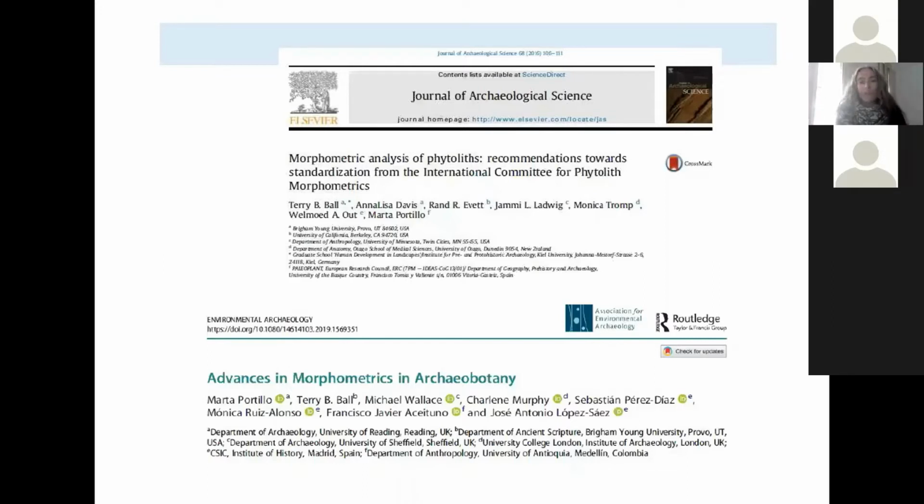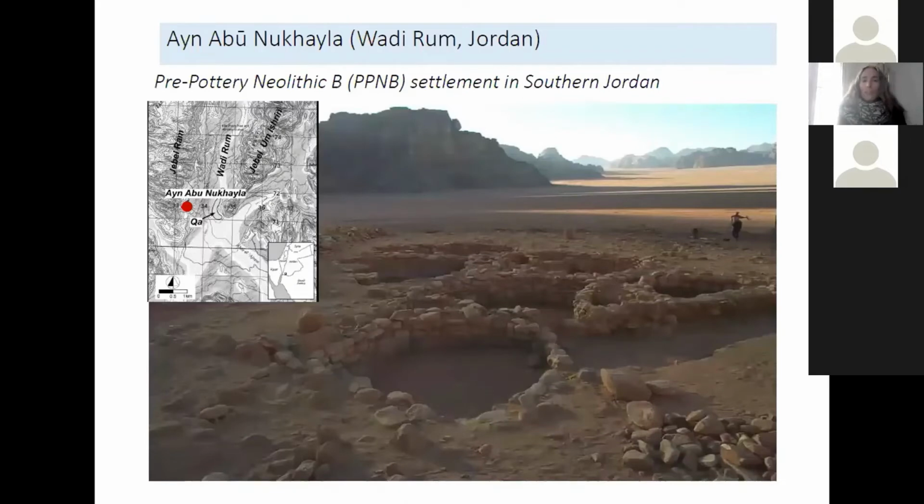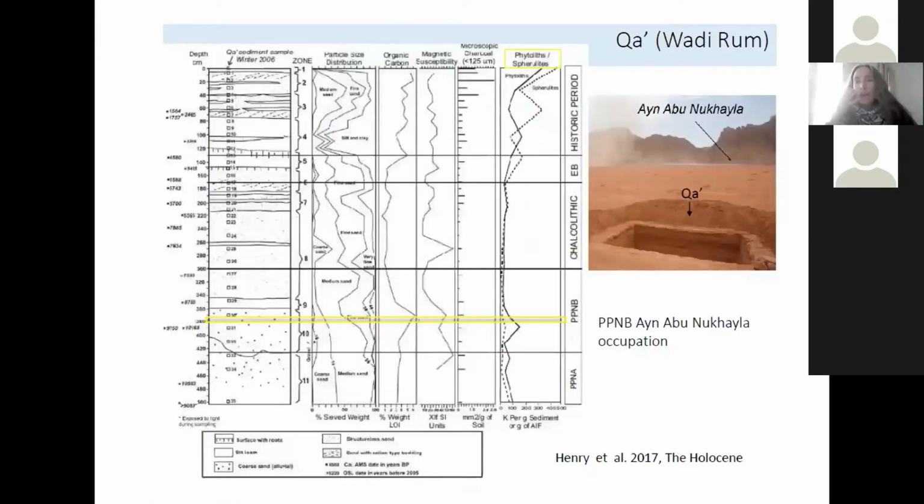So if you are interested in the morphometrics, I recommend you have a look to those. As a practical example of the usefulness of phytolith analysis in these early agricultural sites, for example, this Wadi Rum in southern Jordan, which is now a hyper-arid region, as you can see.